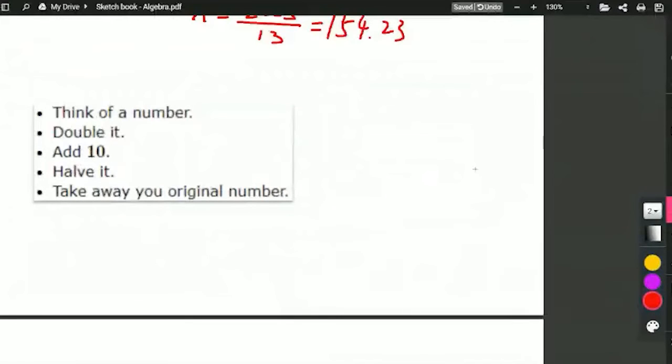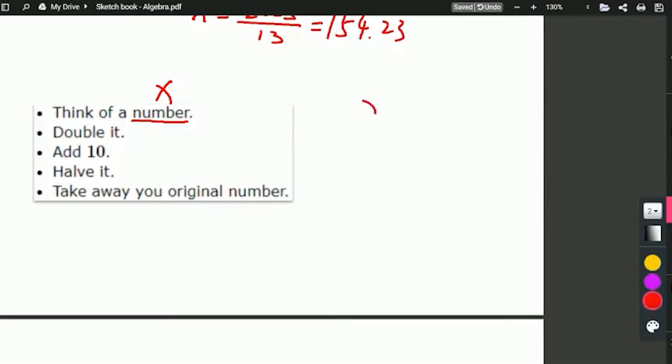We are using algebra, and the key to algebra is using a letter to represent an unknown value. So there's a number we don't know, so we are using x. We say, okay, that number is x. We use this letter for that. So think of a number, okay?